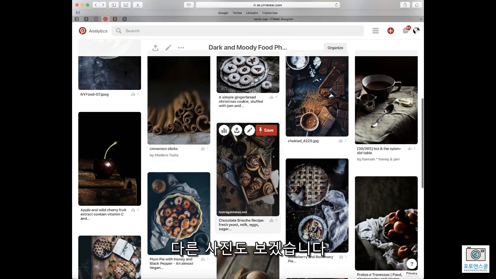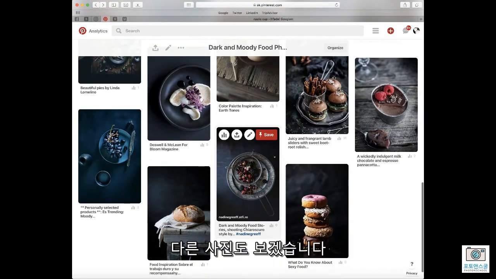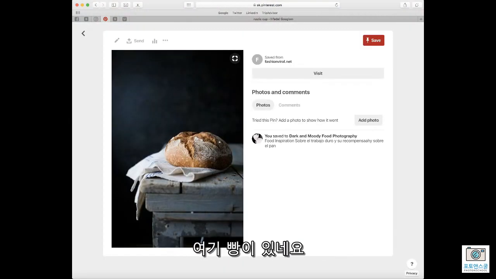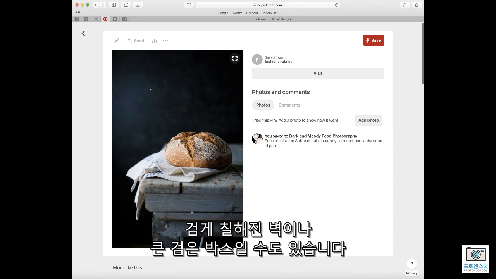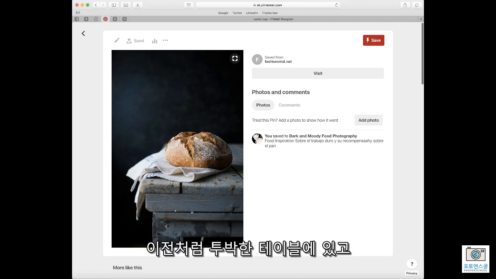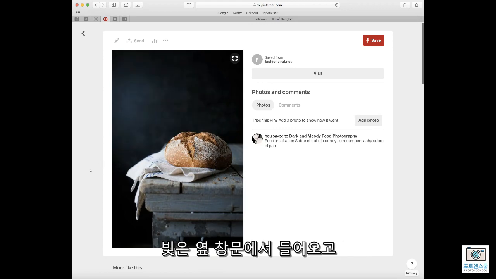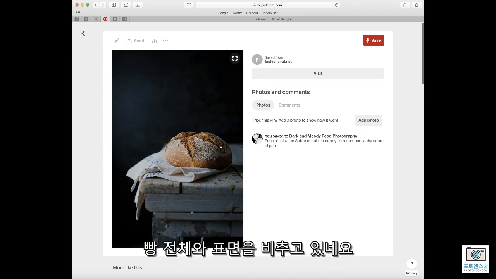Let's take a look at another one-subject picture. Okay, here is a bread. Here you can see that there is actually a background. Maybe it is a wall painted black, or a big black cardboard. It is again a rustic table, and the only subject is this fresh bread. The light source is a window on this side, and it lights the whole bread and also the surface it is put on.